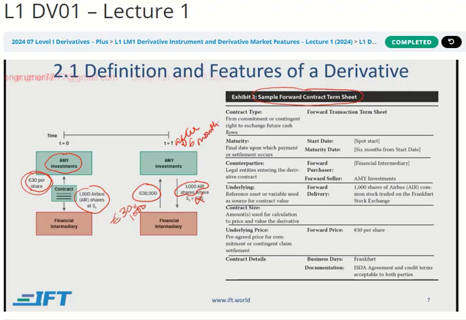Now, when we look at the term sheet, what does it tell us? Number one is the contract type. Is it a firm commitment or a contingent claim, right? This is definitely a firm commitment, and it is a forward transaction. That means it is an obligation for both parties. What is the maturity date? This is 6 months from the start date, and the start date is today, spot start, right? As soon as you get into the transaction, on the spot.